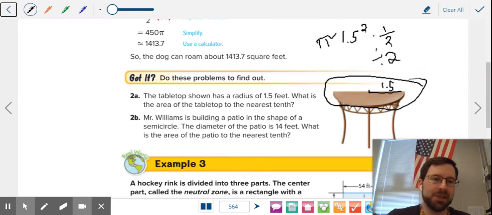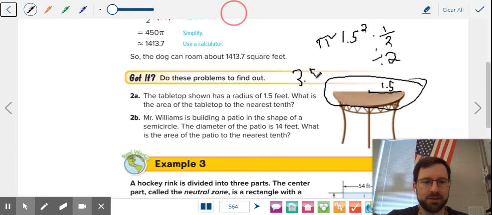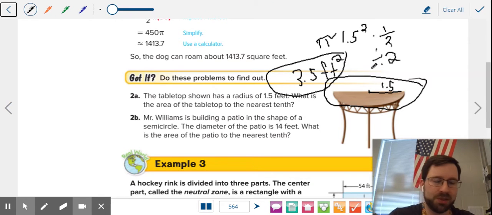I always go with a fraction because what if it's 3/4 of a table or 1/4, whatever. You just always multiply by whatever fraction it is. So 1.5 squared pi times a half is 3.5 feet squared. Okay. It's a weird looking table, but this is for putting up against a wall. Circle tables don't go up against the wall nicely.